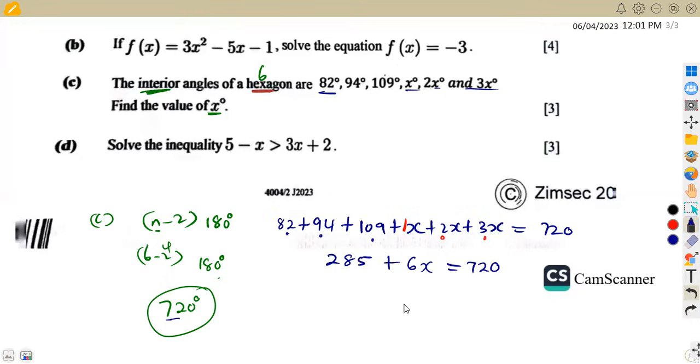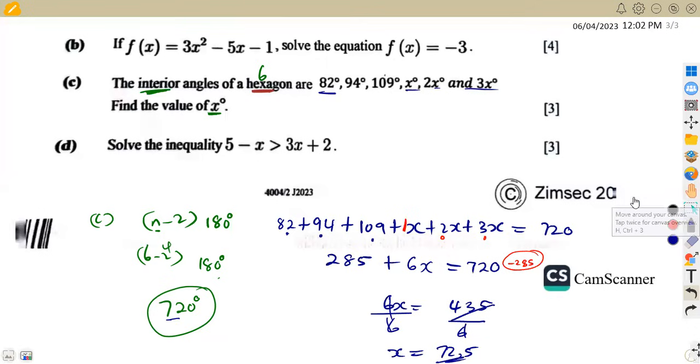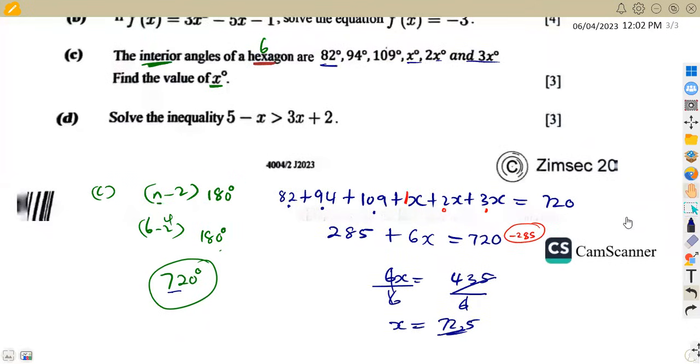Transpose 285 to the other side of the equation. That will be a negative 285. So 720 minus 285 is 435. So if we divide by 6 both sides, that's obtaining the value of x, which was going to be 72.5. All right, so x in this case is 72.5. All right, so there was 3 marks for that.